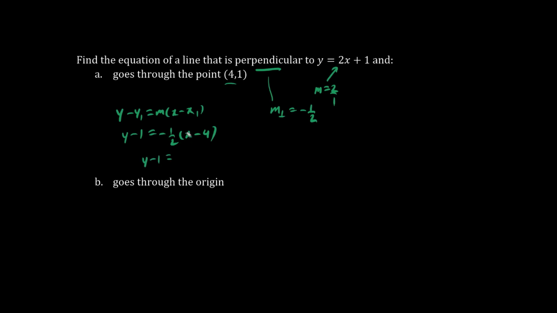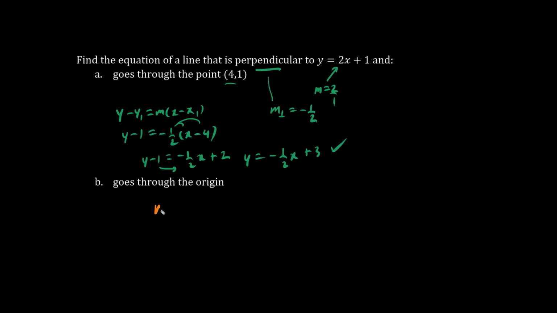So we have distribution here: negative 1/2 x plus 1/2 times 4, which is 2. But we add 1 to both sides. So we have y equals negative 1/2 x plus 3 as the perpendicular line.